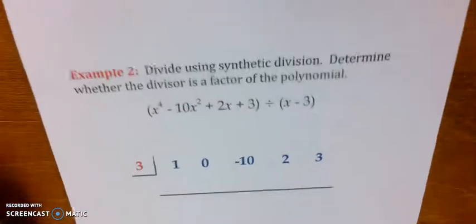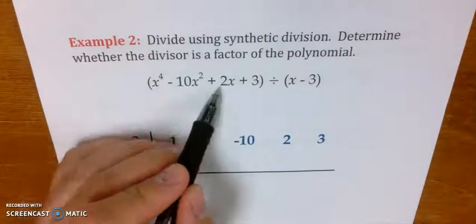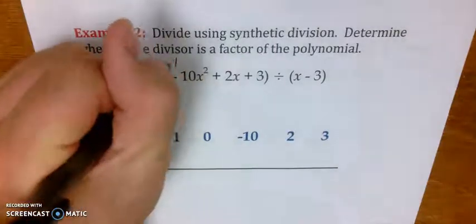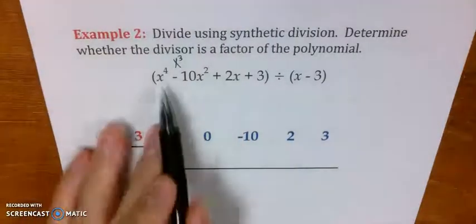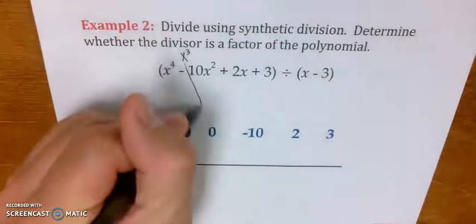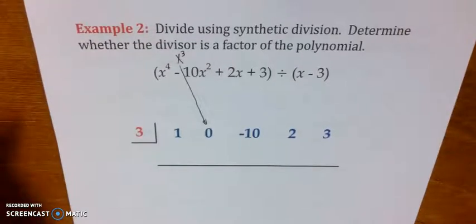Let's try another one here. X to the fourth minus 10x squared plus 2x plus 3 divided by x minus 3. You'll notice we've skipped the x to the third term. We went x to the fourth straight down to x squared. Well, anytime that happens, we have to fill in the blank with a 0. So we have to make sure we're filling in the blank with a 0.